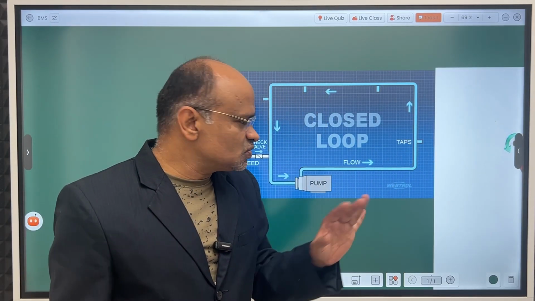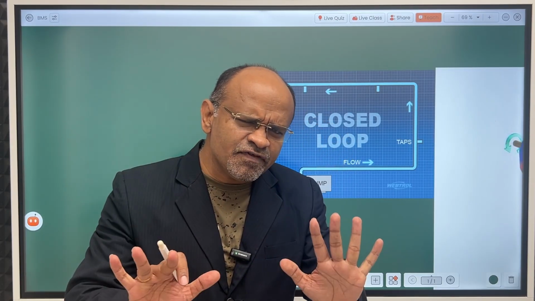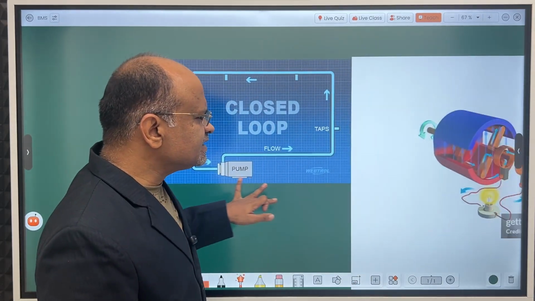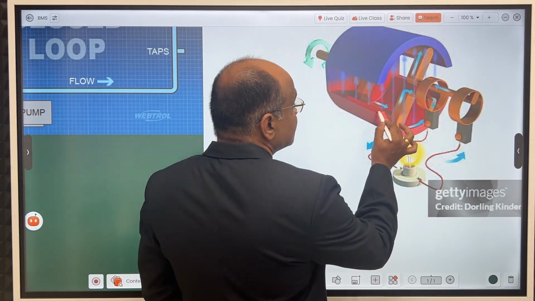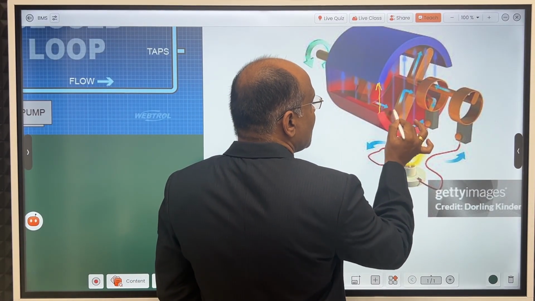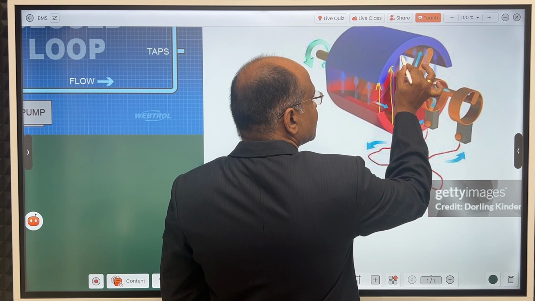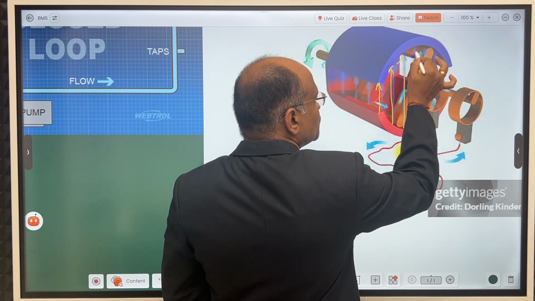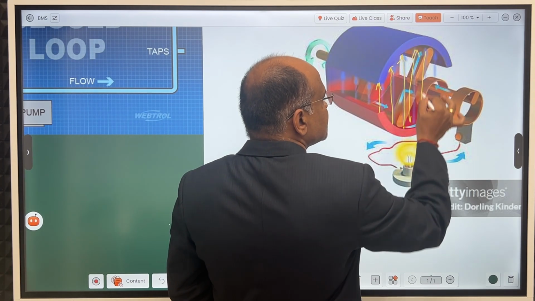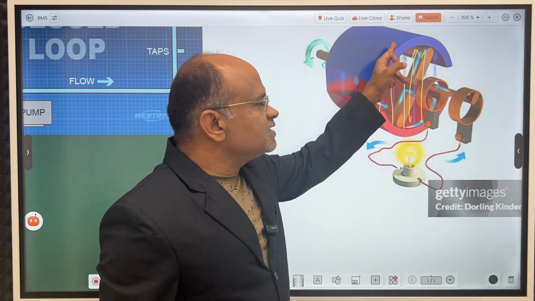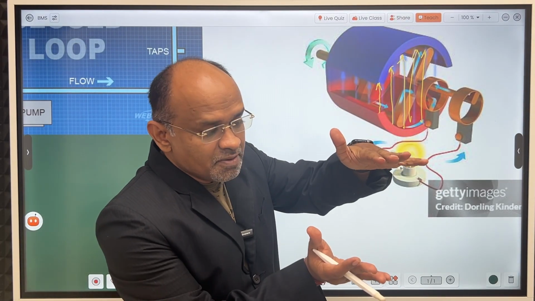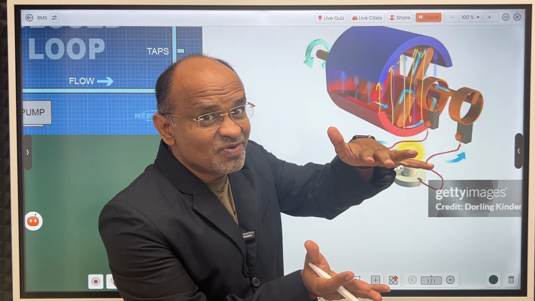Now you understood the closed loop. In the same way, we will see the electrical pump. Now understand what is happening. These are the magnetic lines. I'm just drawing for you so that you will understand. These are vertical magnetic lines. This is north, this is south. It's a magnet, and you know what is happening in a magnet.